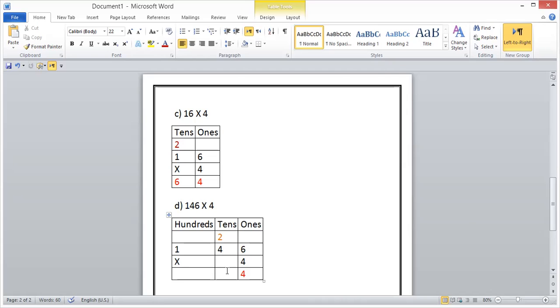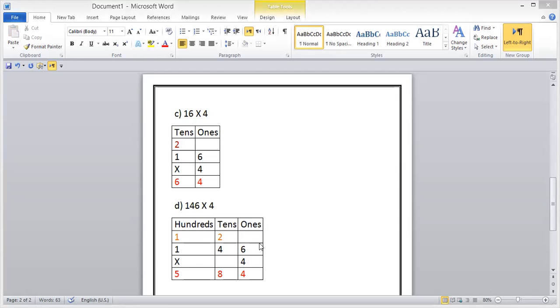So what should I write here? Right here, 8, and right here, 1. And 4 multiplied by 1 equals 4. And 4 plus 1 equals 5. That's very good. Now this number is 584. That's very good.